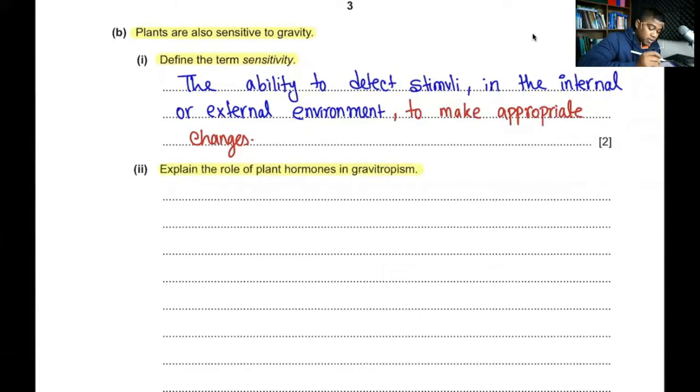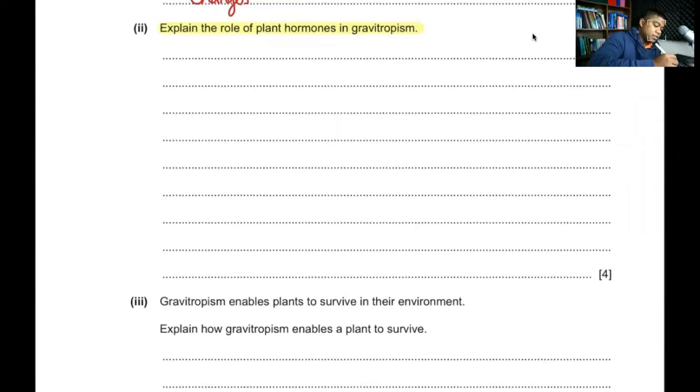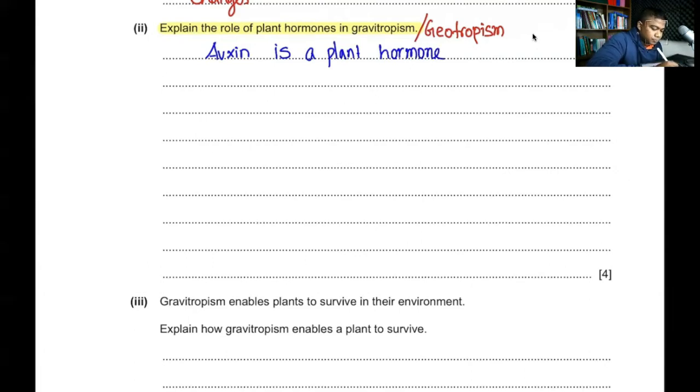Explain the role of plant hormones in gravitropism. So guys, gravitropism is also a term that can be used for geotropism. So explain the role of plant hormones in gravitropism or geotropism. Auxin is a plant hormone made by the root and shoot tip only.